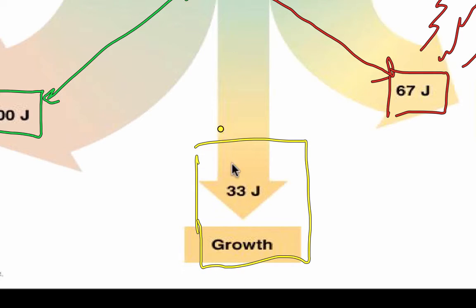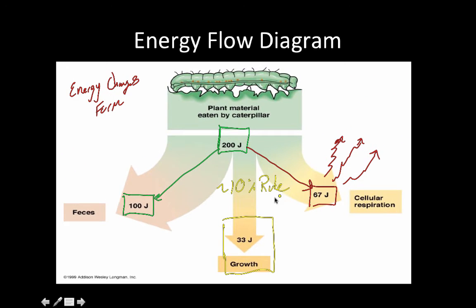What this is representing is this 33 out of this 200 is all that it actually gets to do. So we know that this is following approximately the 10% rule right here. Now, is it 10%? No. If it were 10%, it would be 20 joules. It's getting a little bit more than 10%, but that's okay. This is just an approximation, but this is approximately our 10% rule demonstrated right there. That's the energy that is available to the next trophic level.